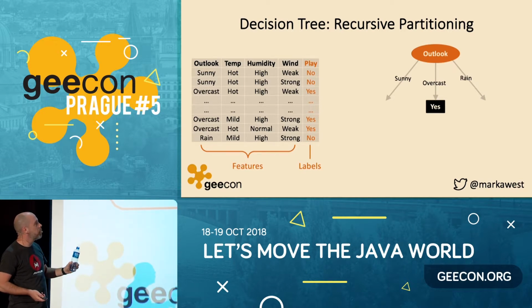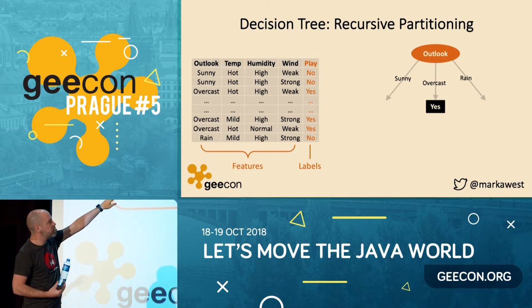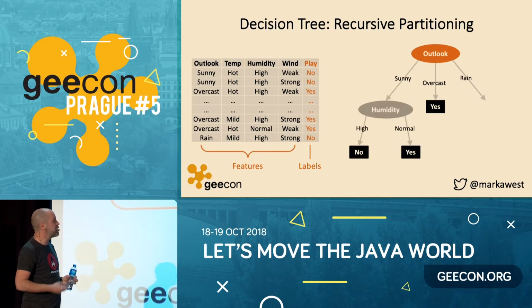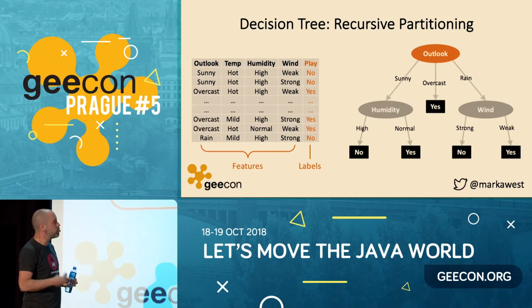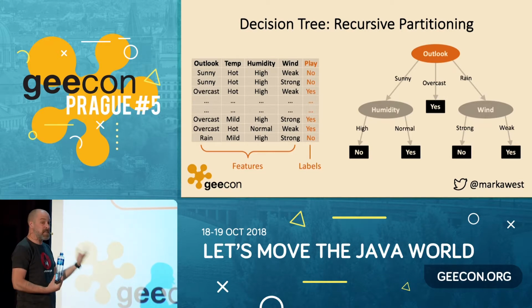So the next thing that will happen is the algorithm will go down and look at the sunny line. For every data point that is sunny, what is the feature that next best splits the data? Humidity. Great. And the same on the rain side: wind. So we see that temperature is completely ignored in my resulting decision tree. But that's how decision trees work.